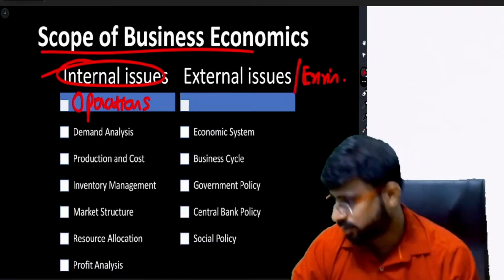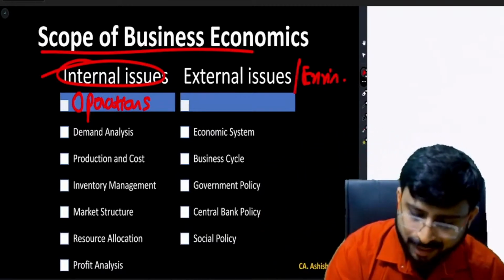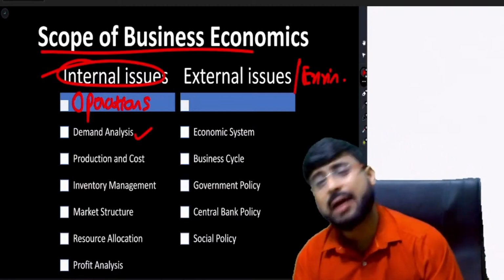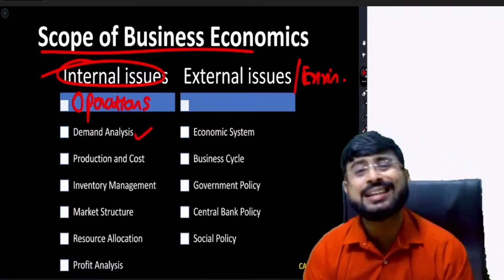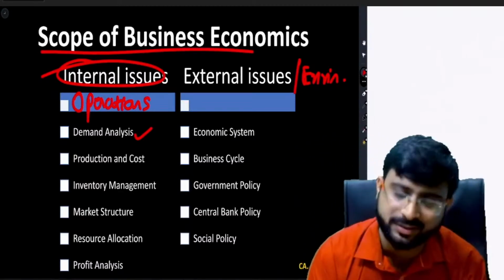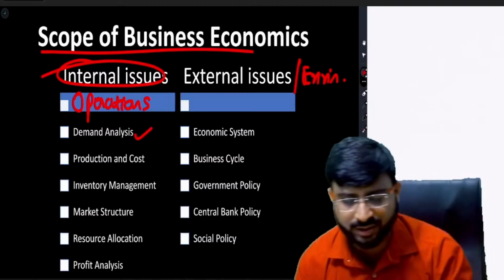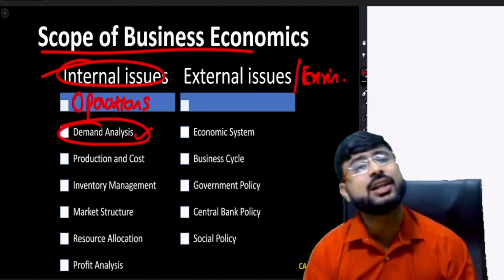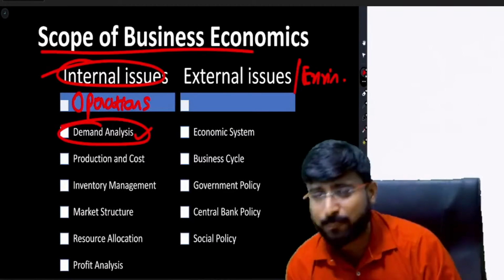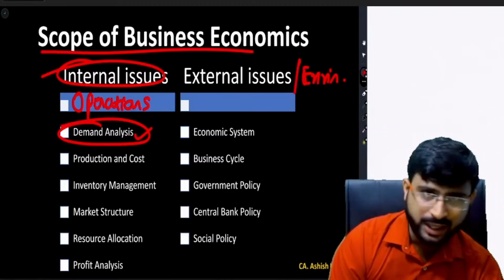Now how so? That is the question. How so? Number 1, demand analysis. You can analyze the demand for your products. Your means an individual business's products. An individual business can analyze the demand for its products, that is, what will happen if I increase the price, what will happen if I reduce the price.